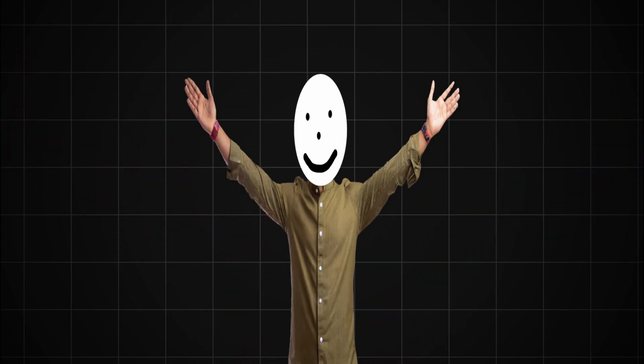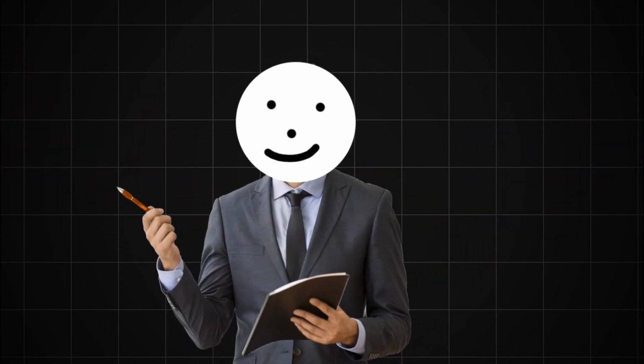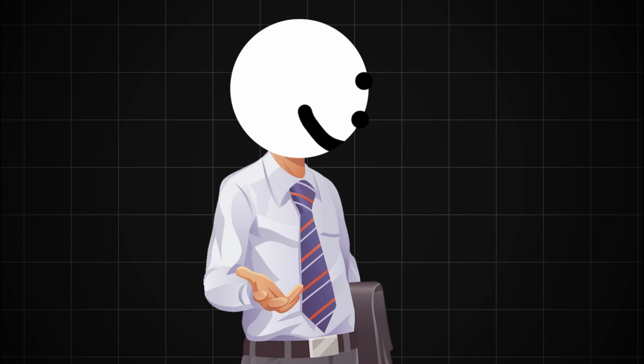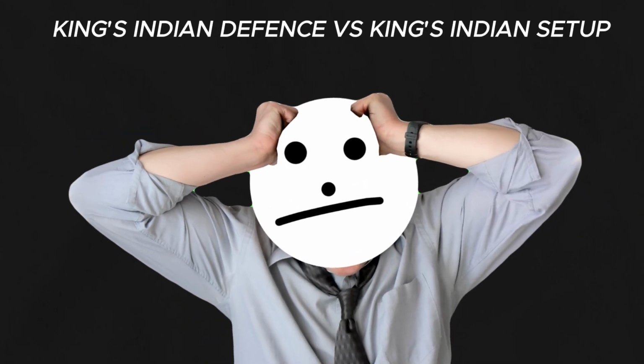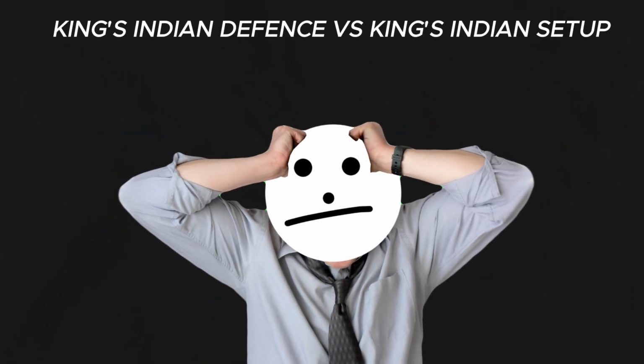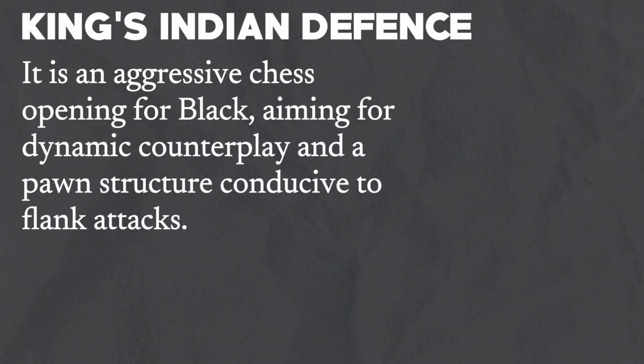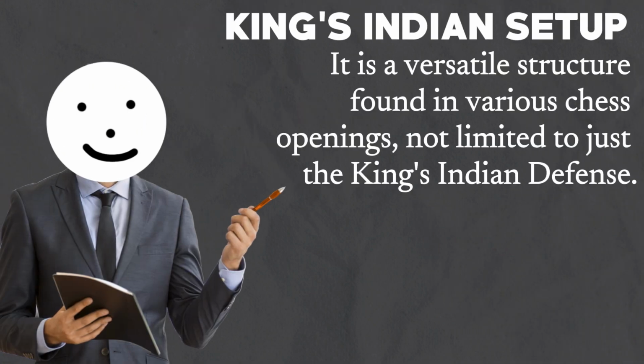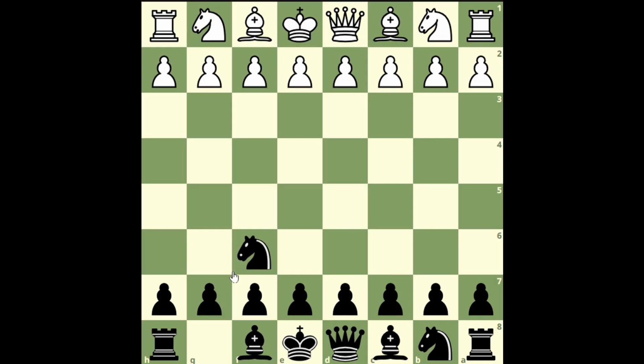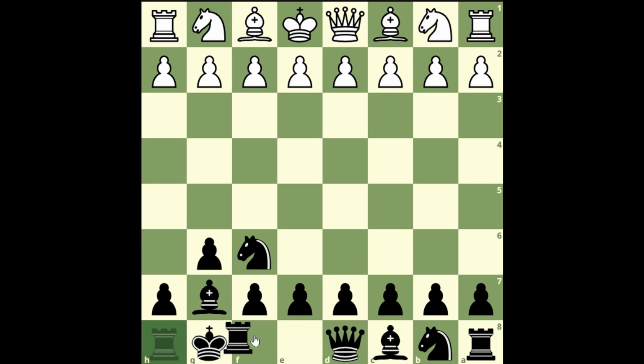Before we start the tutorial, you should know some basics about the King's Indian defense, as I want your complete focus in the video. Most players are confused about the King's Indian defense and the King's Indian setup. The King's Indian defense is an opening, while the King's Indian setup is a structure. This structure can be found in various openings, but you will mostly see it in the King's Indian defense. The position you see on the board is a King's Indian setup.